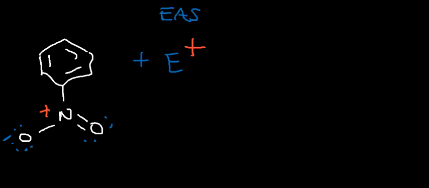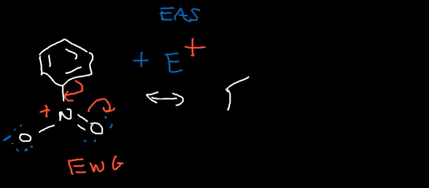Now let's look at NO2. Let's see why it deactivates the ring towards an EAS reaction. This oxygen has 3 lone pairs, and that one has 2. That oxygen has a negative charge, and nitrogen has a positive formal charge. So here's the electrophile, which has a positive charge. And we're still analyzing an EAS reaction. So the nitro group can withdraw electron density from the ring. So we call it an electron withdrawing group. It can pull this double bond toward itself. And this is the resonance structure that we're about to draw.